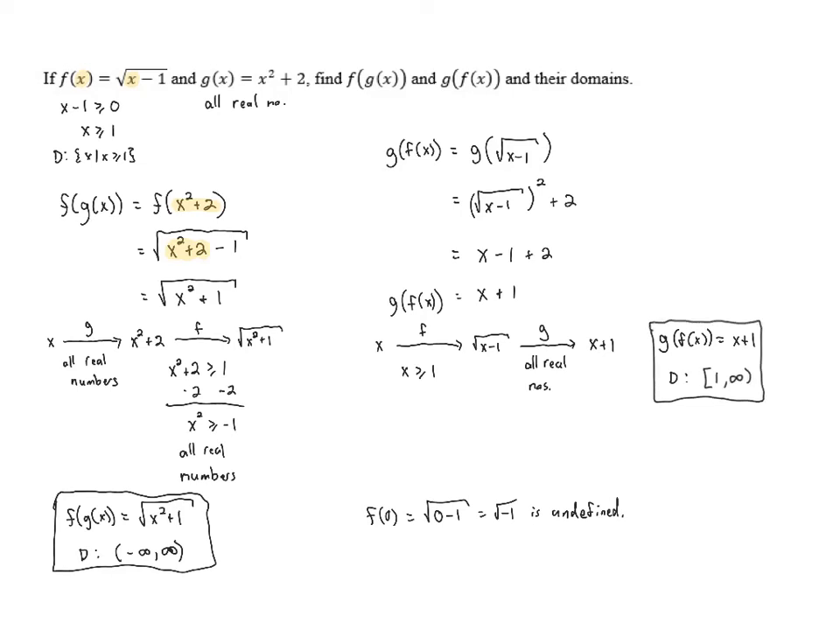I want to address something quickly here. Sometimes students see this and they have an issue, because this looks like the domain should be all real numbers, but in the end we said the domain was from 1 to infinity. And the reason for this kind of glitch in the matrix is that this is a simplified version of the composition of functions. When we actually compose the functions, we ended up with this: the square root of x minus 1 all squared plus 2.